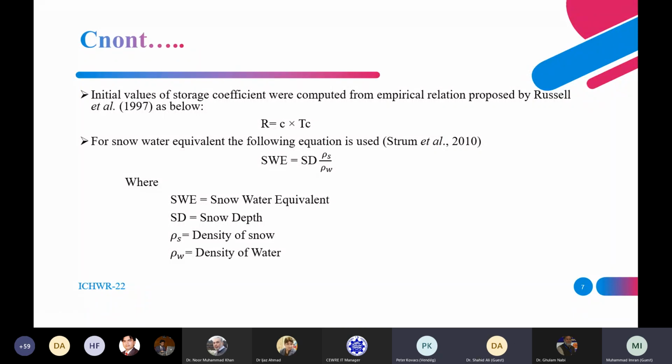For snow water equivalent, the following equation is used. Snow water equivalent is equal to SD times rho S over rho W. SD is snow depth, rho S is density of snow, rho W is density of water.